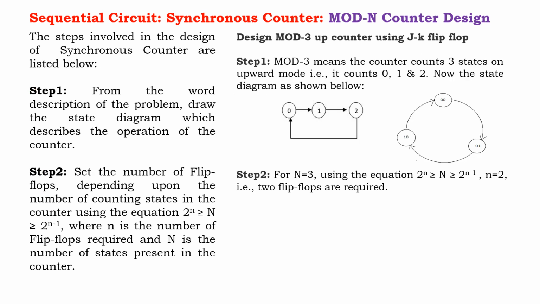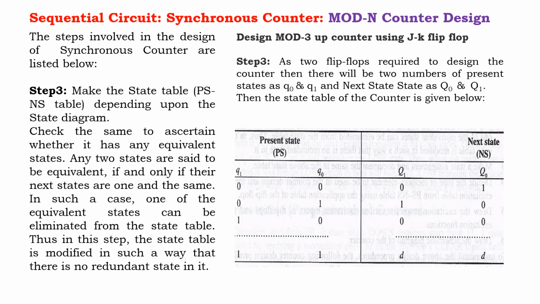In the state diagram we get 00 to 01, 01 to 10, and then 10 to 00. So if the present state is 00, then the next state will be 01. When 01 is the present state, the next state will be 10, and if 10 is the present state, then the next state is again 00, which is described in the state table with the present state and the next state. The present states are defined as small q0 q1, and the next states are defined as capital Q0 Q1.